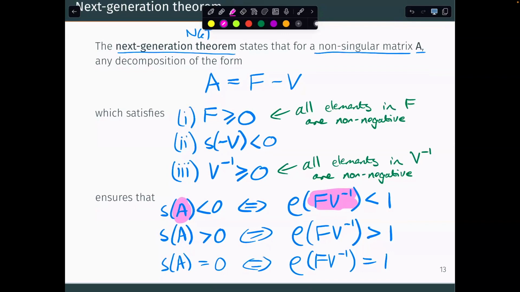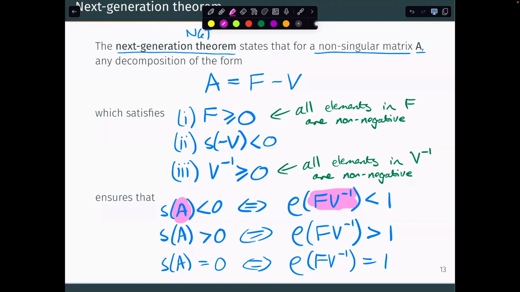Why is it called the next generation theorem? That's very good. Let's see if I've actually written it down in my notes. I think this will probably be a good time for a break anyway. I think I'll come back to this towards the end, possibly.